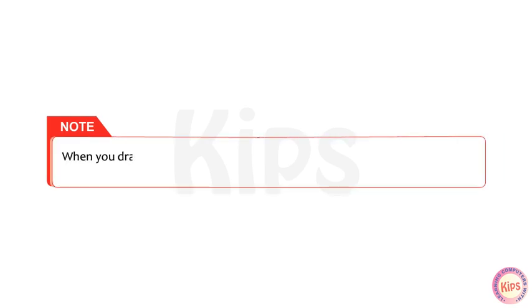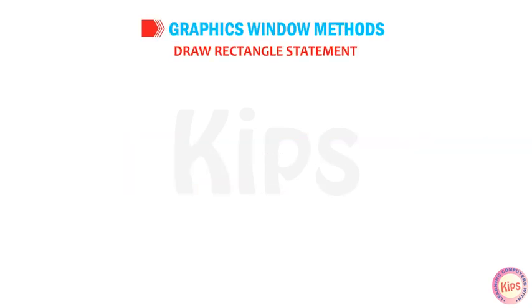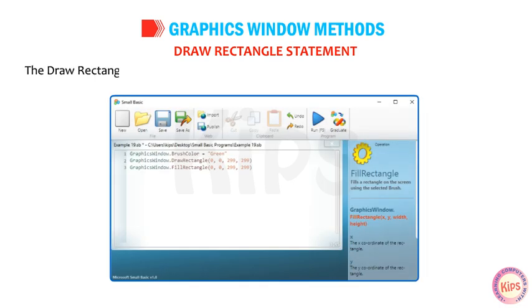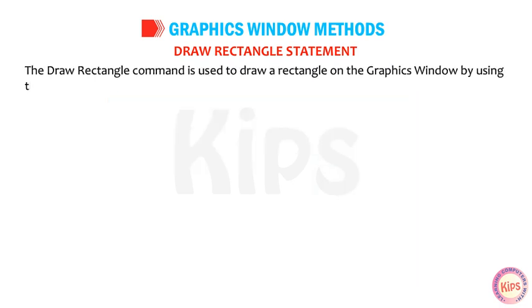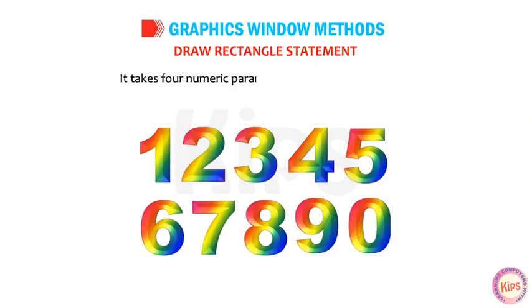Note, when you draw a circle with the DrawEllipse command, specify the same value for the width and height of the ellipse. Draw rectangle statement. The DrawRectangle command is used to draw a rectangle on the graphics window by using the current pen color. It takes 4 numeric parameters separated by commas.